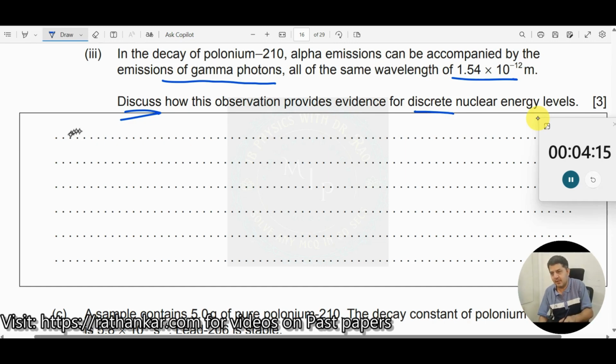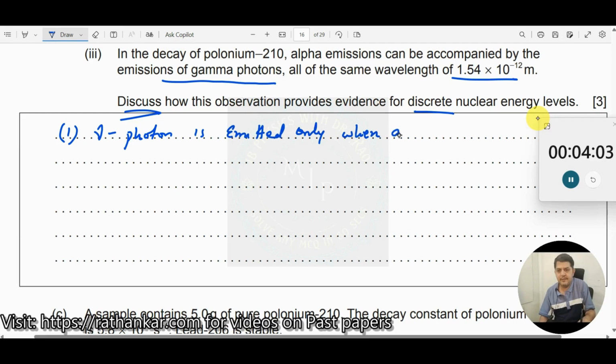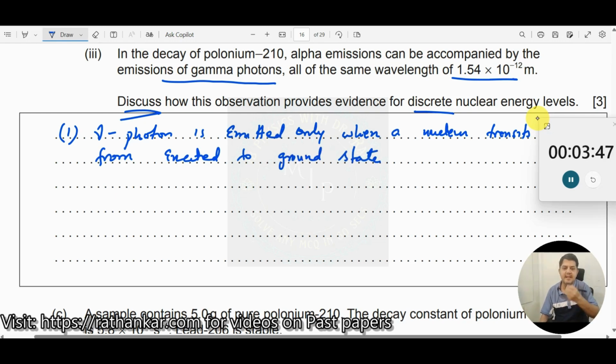What is a gamma photon? So first you write down: a gamma photon is emitted only when a nucleus transits or jumps from an excited state to the ground state or any other excited state. So therefore a gamma photon is emitted. Okay, so this gives you the evidence for the gamma photon.